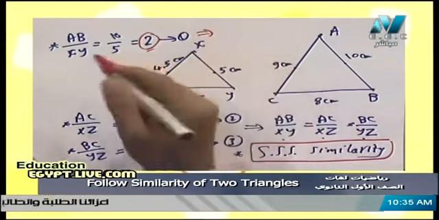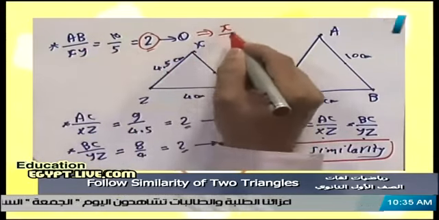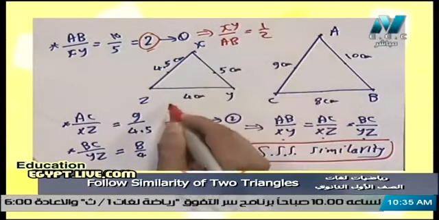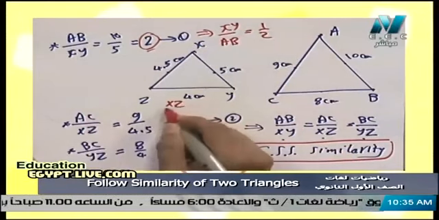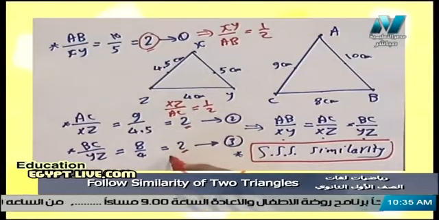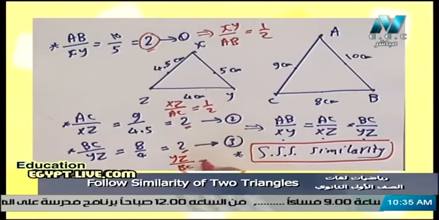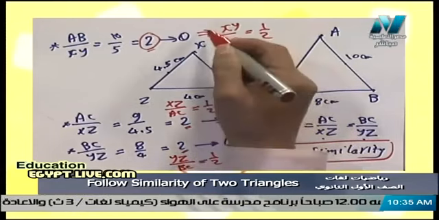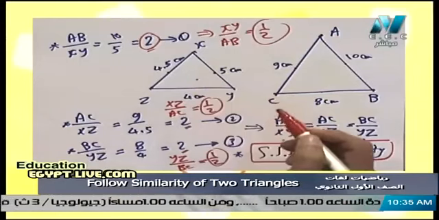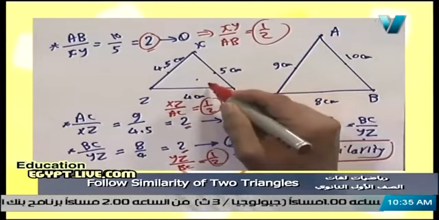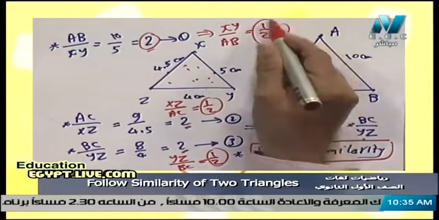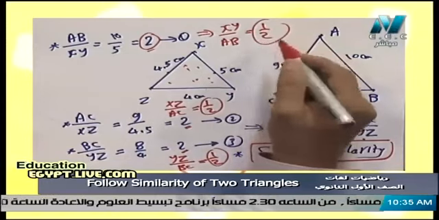And if we find the reciprocal of this ratio, XY over AB, it will be half. And of course, XZ over AC will be half. And finally, YZ over BC equals half. So the three ratios here also will be equal. And we can say that triangle XYZ is minimized, or shrinking, relative to triangle ABC because the ratio of similarity here is smaller than 1, or between 0 and 1.